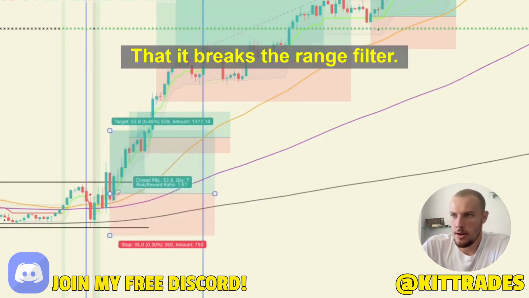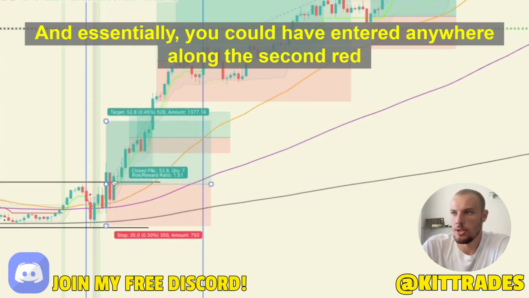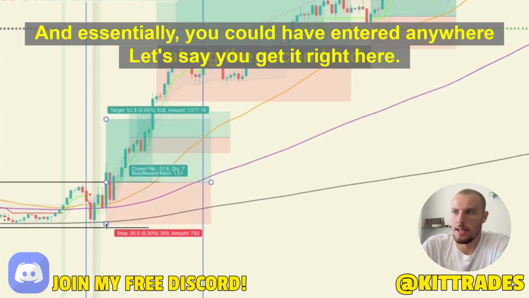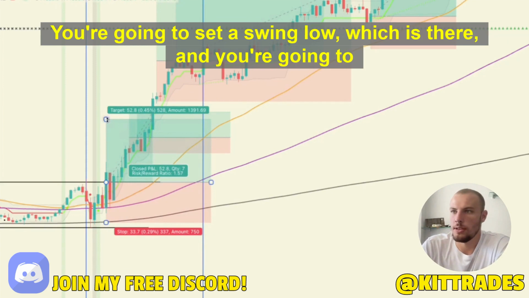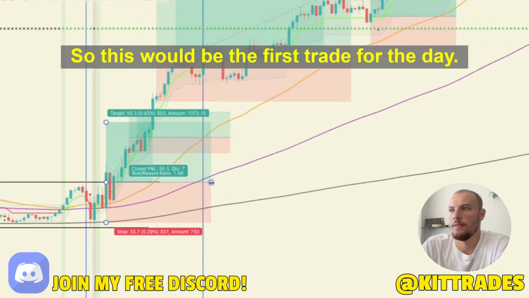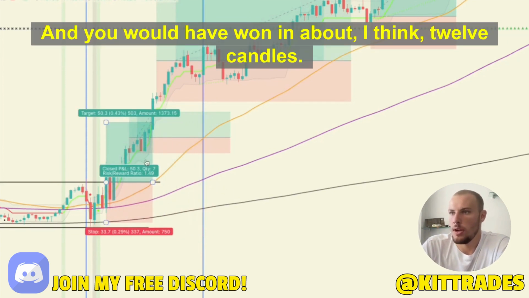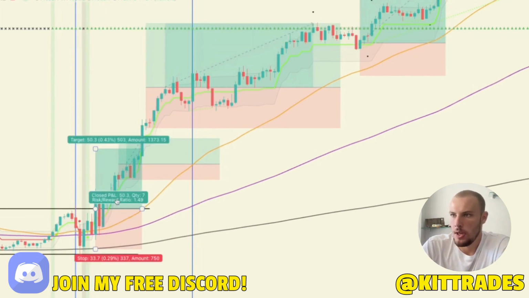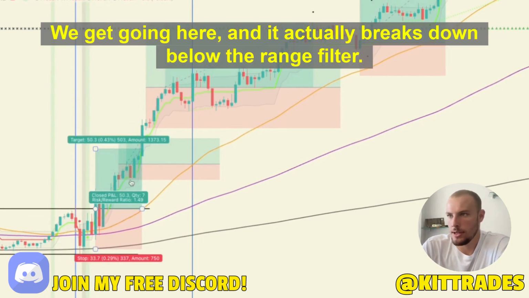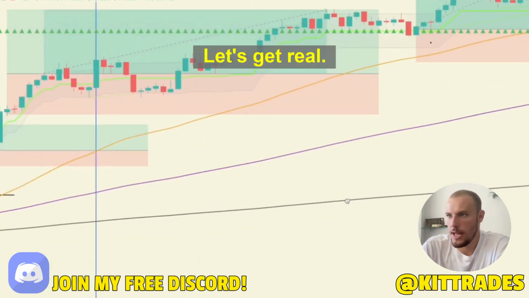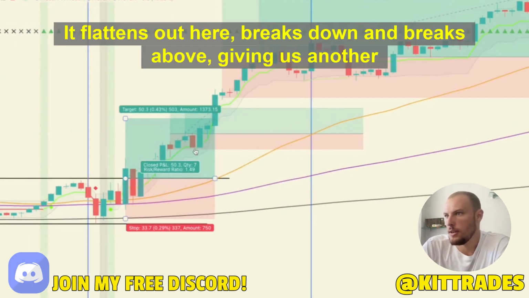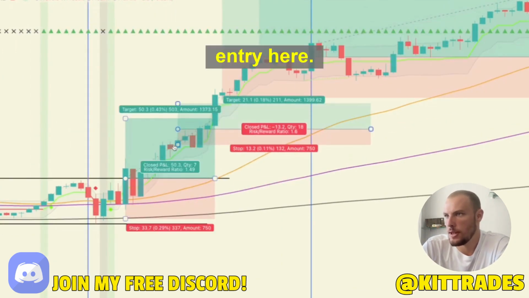Okay, so you can see here that it breaks the range filter, and essentially you could have entered anywhere along the second red candle. Let's say you get in right here. You're going to set at swing low, which is there, and you're going to target 1.5. So this would have been the first trade for the day, and you would have won in about, I think, 12 candles. We get going here, and it actually breaks down below the range filter. It flattens out, breaks down. Let's get really zoomed in. It flattens out here, breaks down, and breaks above, giving us another entry here.